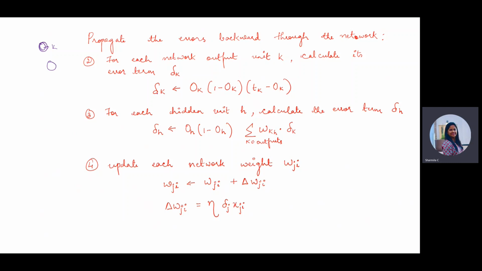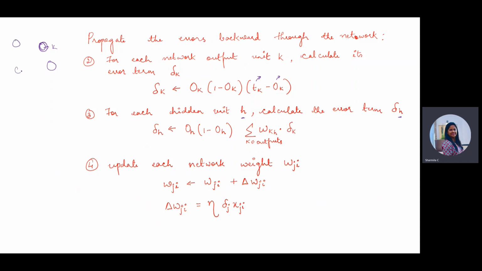The error term is calculated by using the formula delta k equals O_k into (1 minus O_k) into (t_k minus O_k), where t_k is the target value for the output unit k and O_k is the obtained output from the network. In a similar way, the error is also calculated at which layer now? At the hidden layer, that is h. Calculate the error term, that is delta h, at the hidden layer by using this formula.